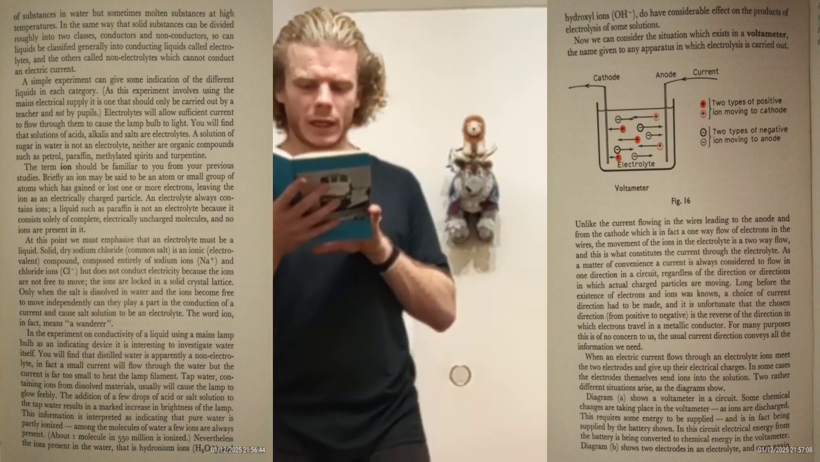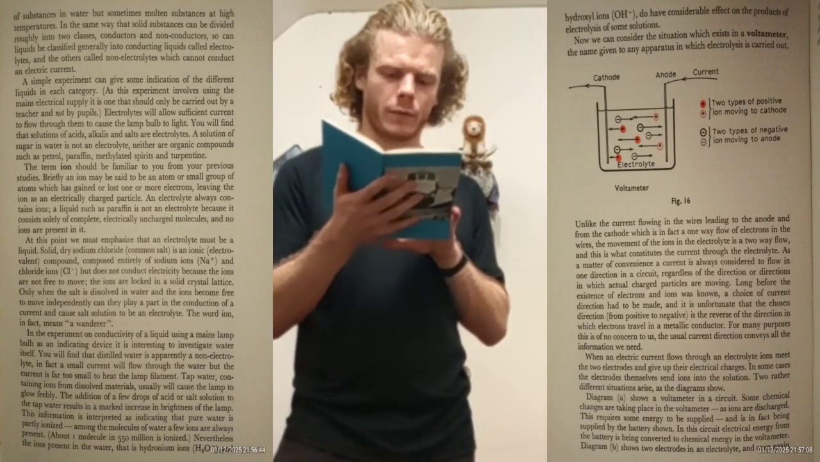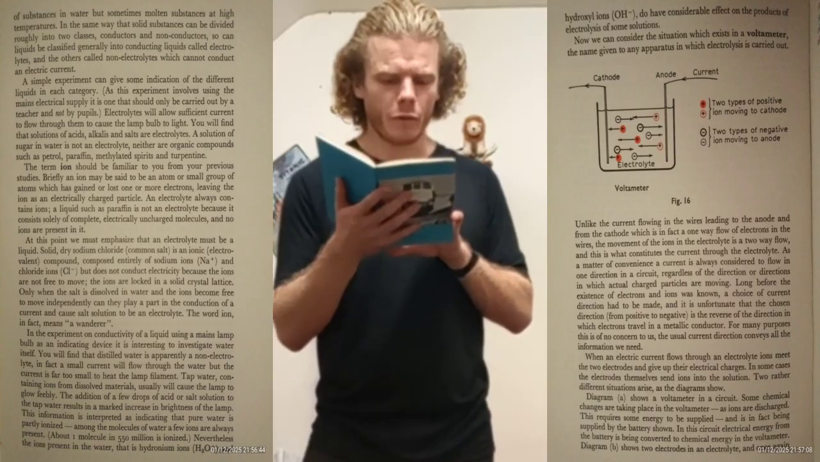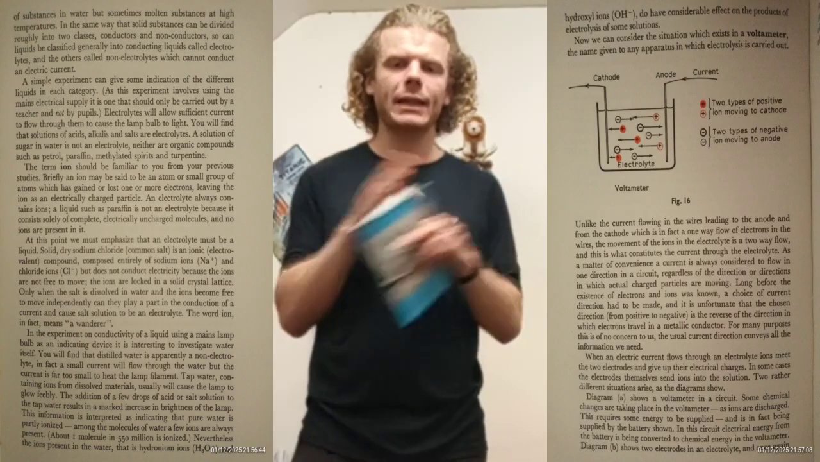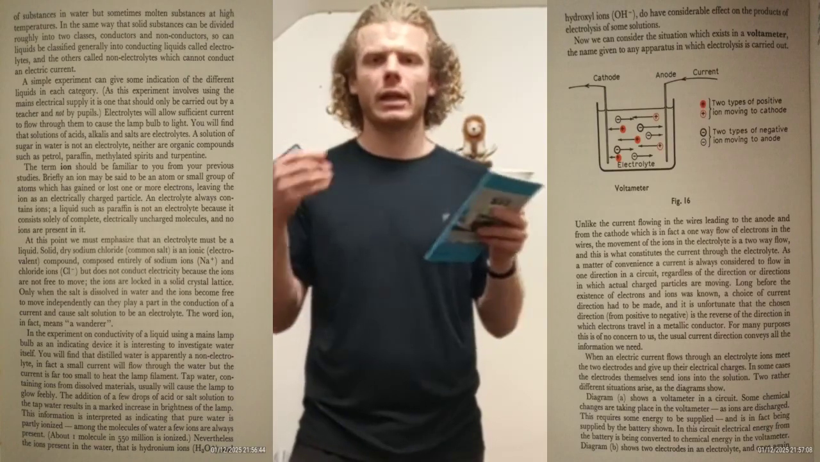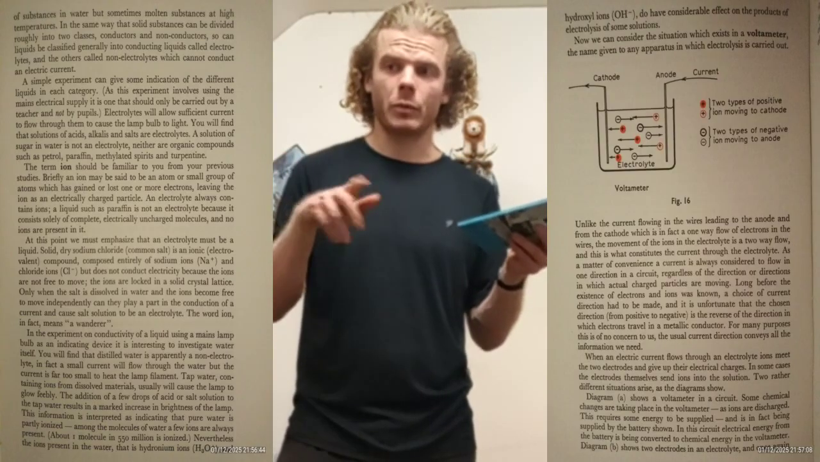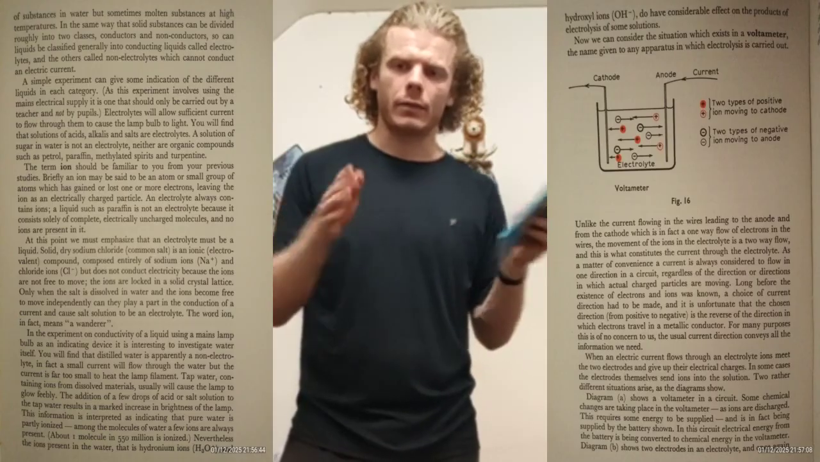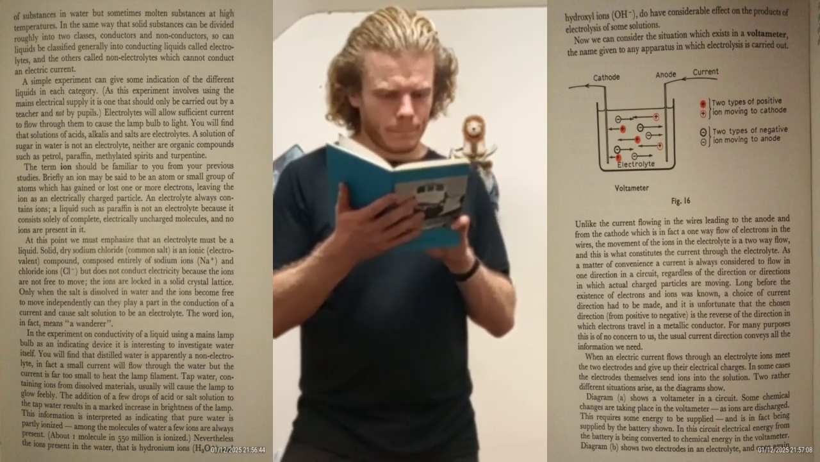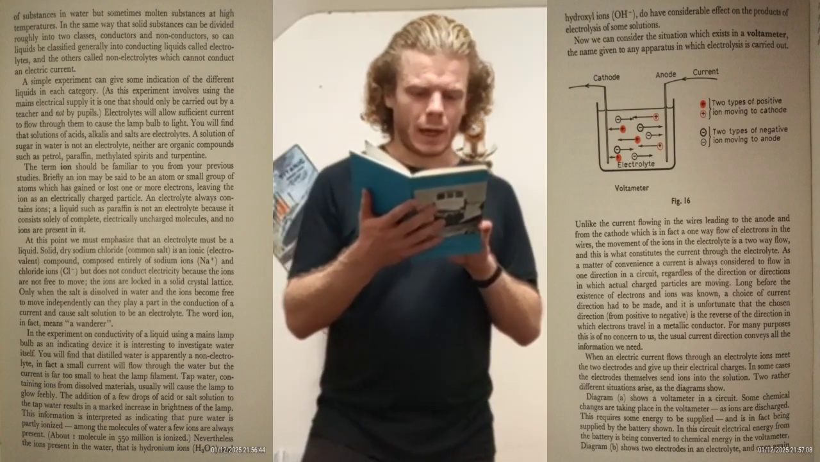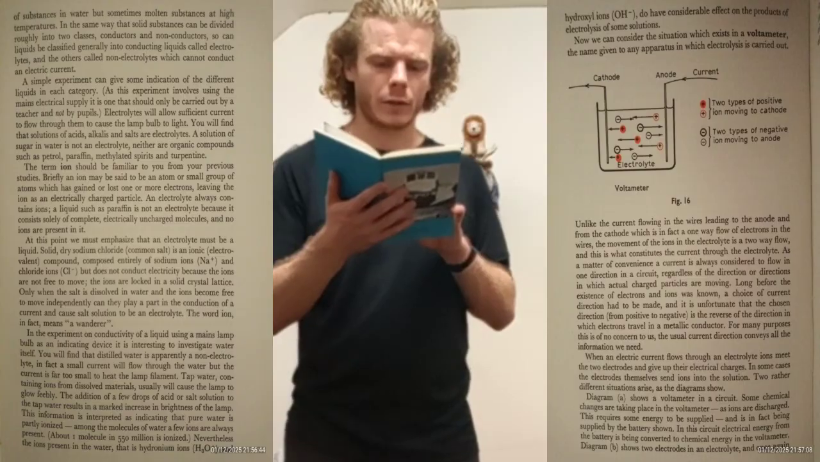Unlike the current flowing in the wires leading to the anode and from the cathode, which is in fact a one-way flow of electrons, the movement of the ions in the electrolyte is a two-way flow. That makes sense. So the ions go in two directions, because some are plus and some are minus, some have too many electrons, some too few, and they go where they want to go. The movement of the ions in the electrolyte is a two-way flow, and this is what constitutes the current through the electrolyte.